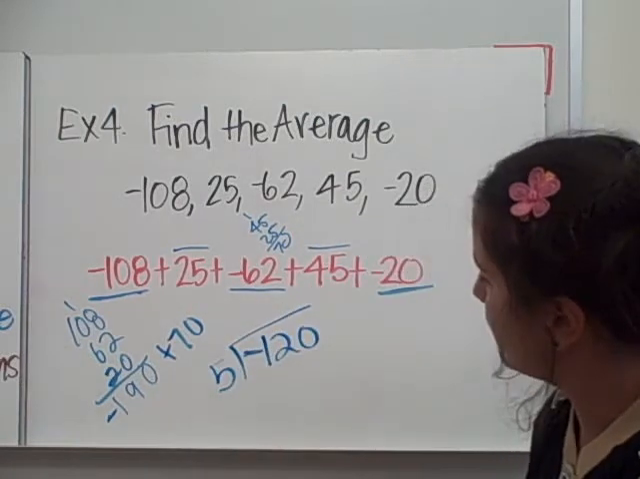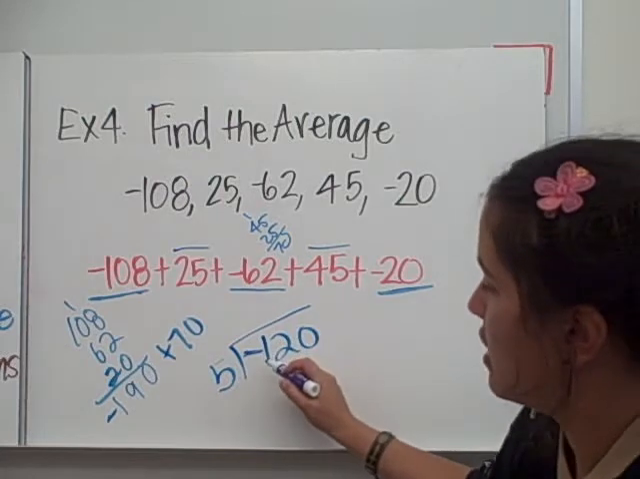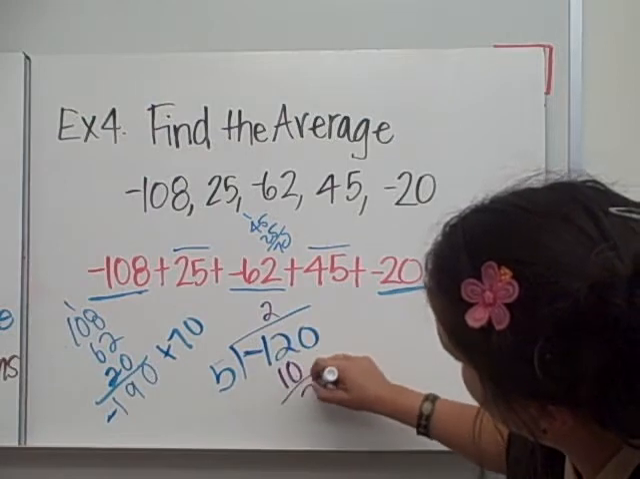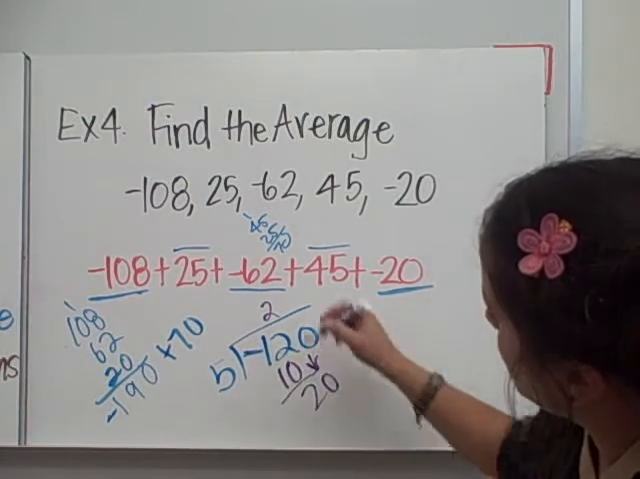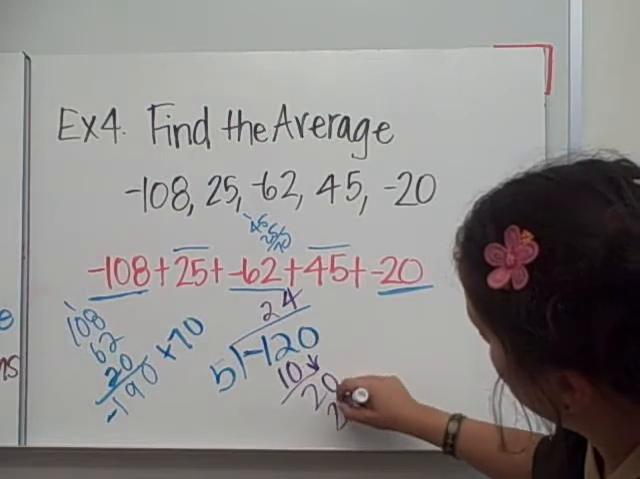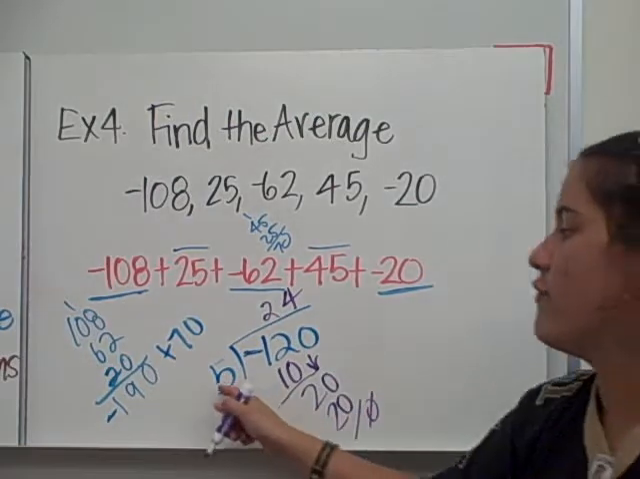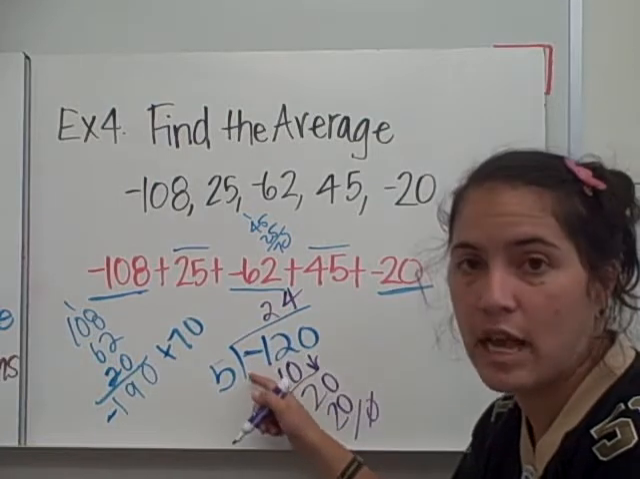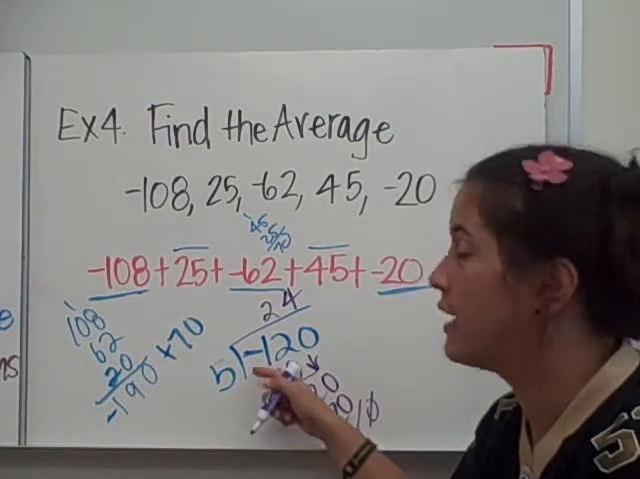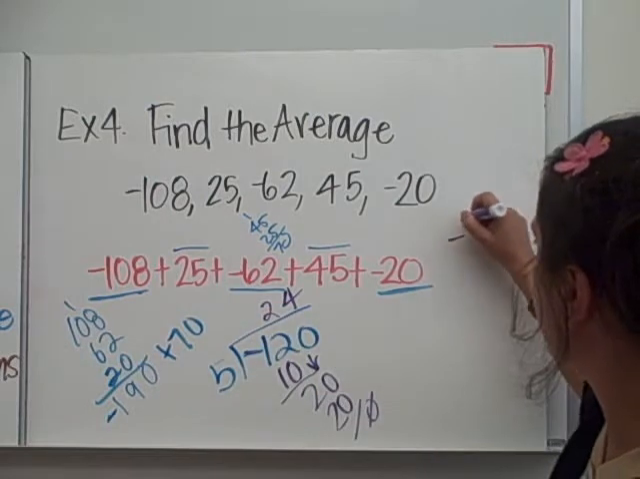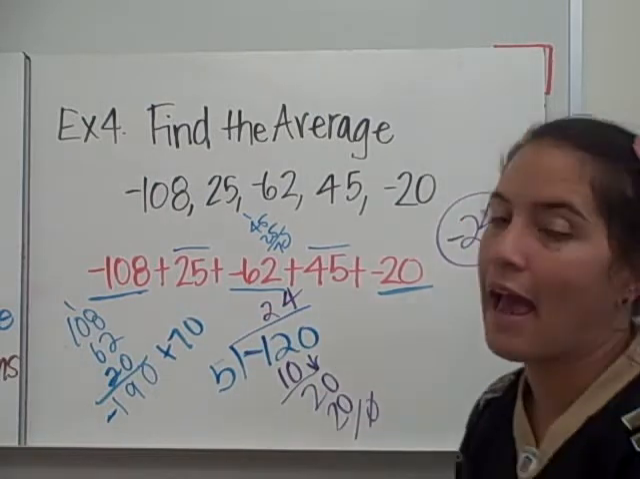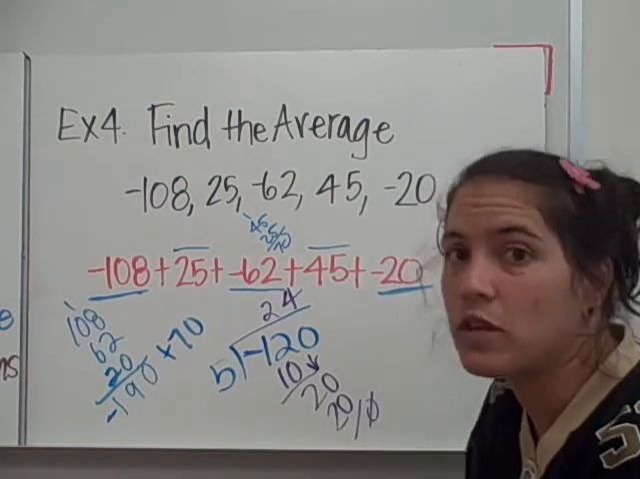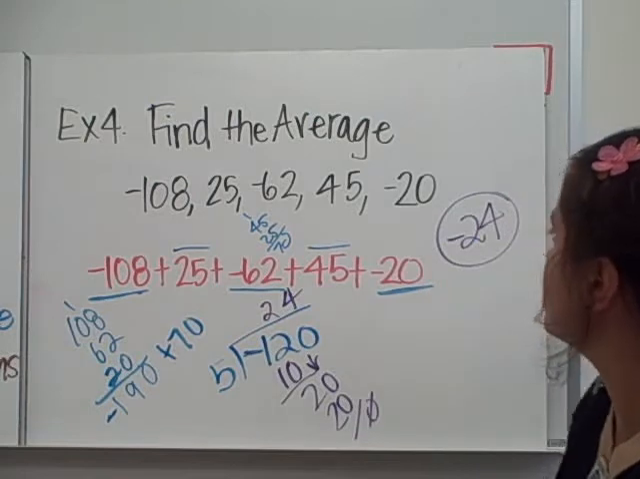When you divide, 5 will go into negative 1. No. 5 will go into 12 2 times. 2 times 5 is 10. 5 will go into 20 4 times. So 5 into negative 120 is 24. But remember, are these signs different or same? They are different. So my answer is going to be a negative 24 as my average because I had a negative 120 divided by 5. A negative 24 is my overall change.